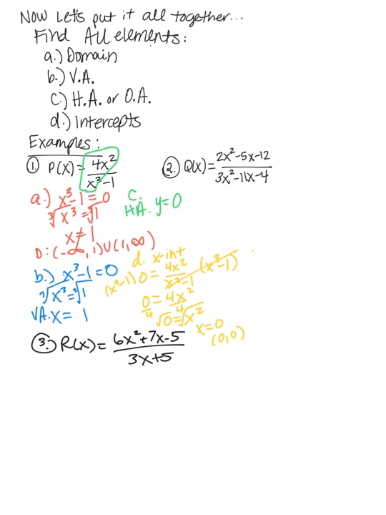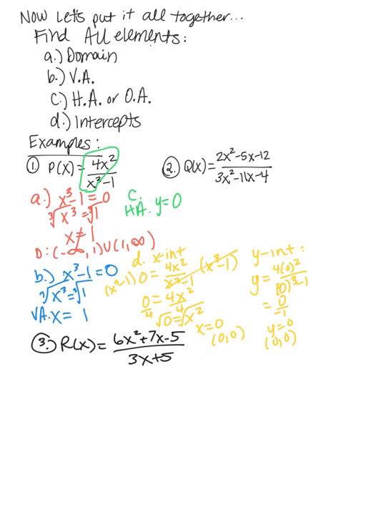Then I can find my y-intercept. So y equals 4 times 0 squared. I'm just plugging in my 0 here. So I get 0 over negative 1, which is just 0. And I notice my y-intercept is at (0, 0). All right, so now we've taken all of the elements and solved it in one equation. Okay, let's try another example.